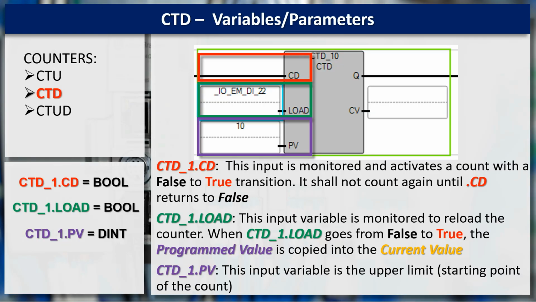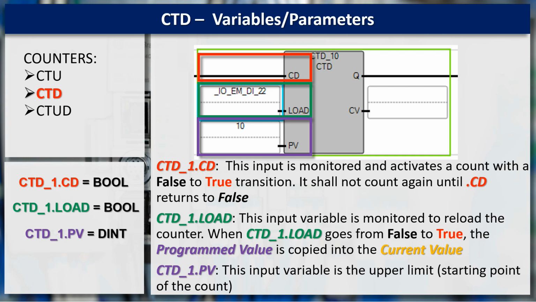Countdown counters have the following input variables. They have the .cd. This is the input monitored and activates a count with a false to true transition. However, it shall not count again until the .cd returns to false, and that is monitored by the internal pulse.